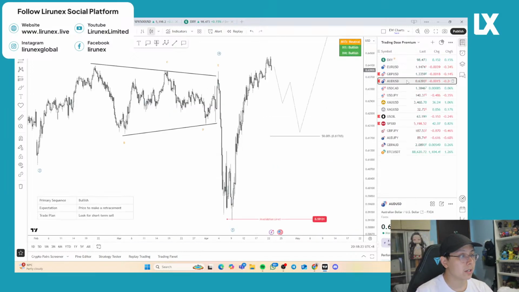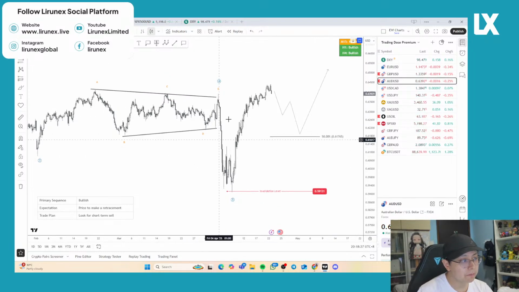Another one I think is worth noting is the Aussie dollar. Okay, pretty similar in terms of what it's doing. We have a huge momentum push to the upside. Direction wise, H4 bullish, H1 bullish, we're in an uptrend.